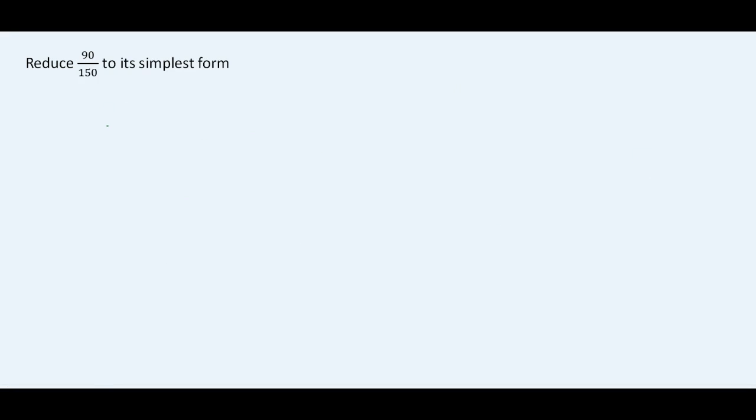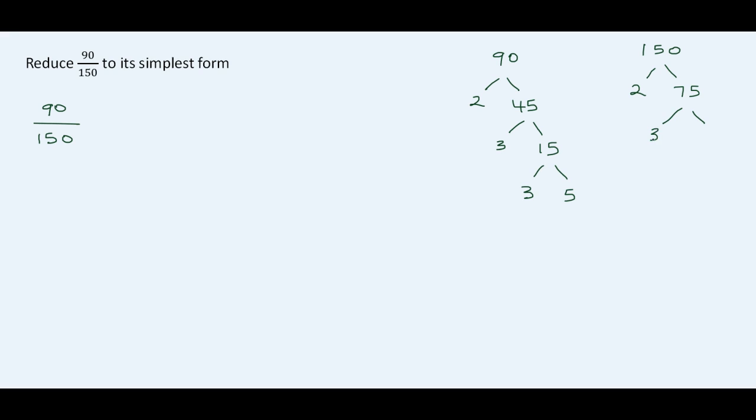Now we want to reduce 90 over 150 to its simplest form. So we have 90 over 150. Let's deal with 90 first. We have 2 and 45. For 45 we have 3 and 15. And for 15 we have 3 and 5. For 150 we have 2 and 75. Here we have 3 and 25, and then we have 5 and 5.